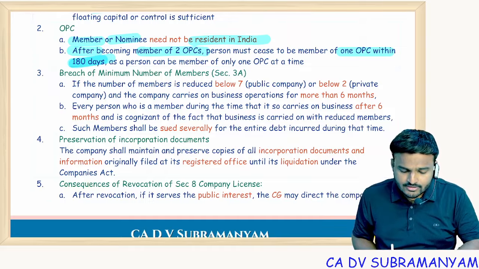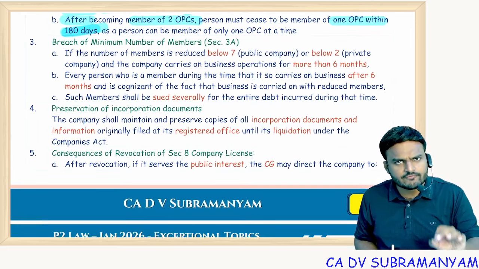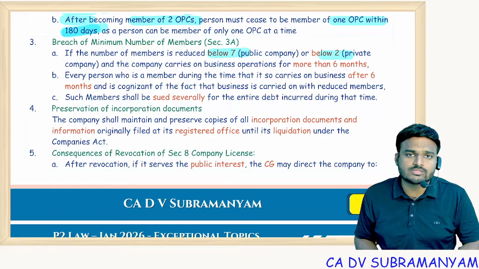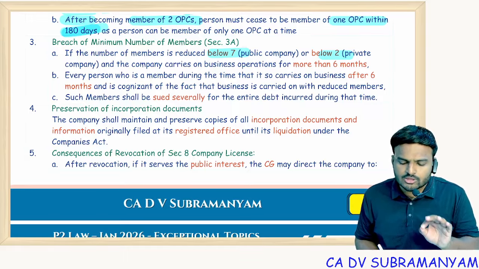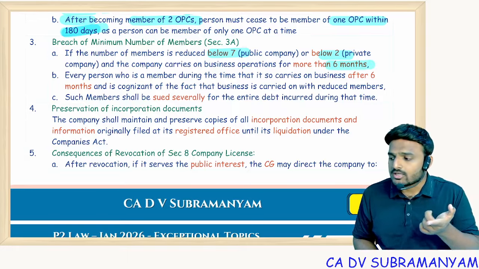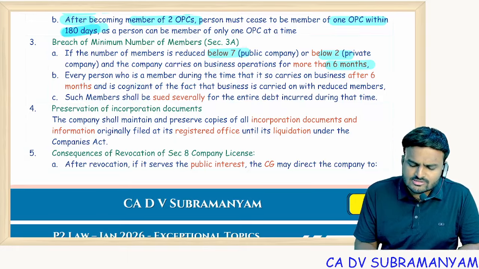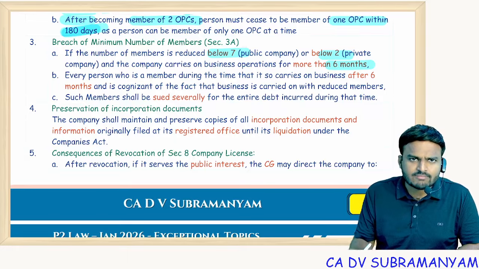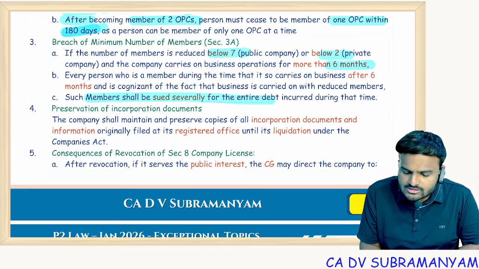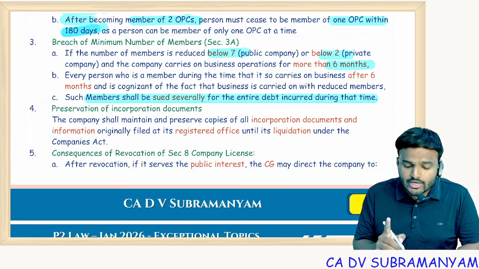Getting it? Next one, breach of minimum number of members. Every time, not only at the time of formation, every time, a private company should have a minimum of 2 members, and a public company should have a minimum of 7 members. In case of reduction of the number of members below the statutory limits, the lawmaker gives you a time period of 6 months to increase the number. If not increased, then for all the debts and obligations entered into by the company after 6 months from the date of reduction, the company is not liable; members are personally liable. Their liability is unlimited, and members' liability is joint and several.